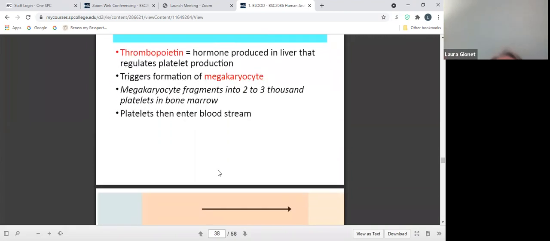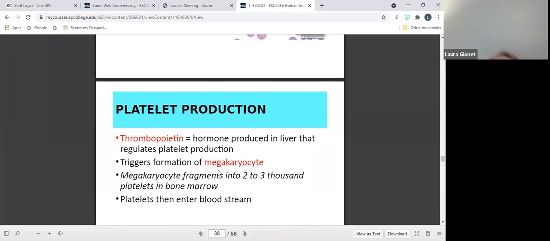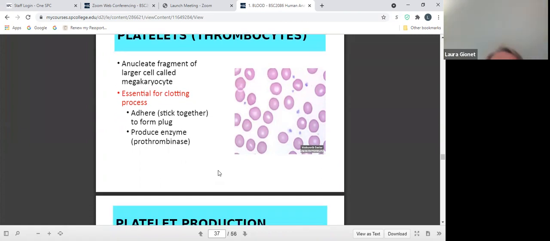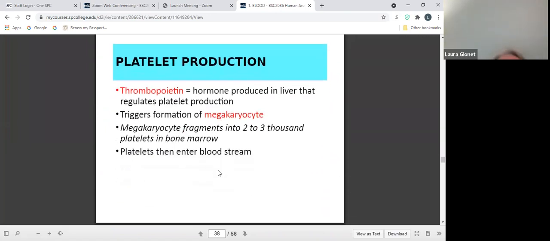Did I have a good picture? I thought I had it. I do. I have it farther down. I'll show you what that looks like. So it's an anucleated fragment of a larger cell called the megakaryocyte. It's essential for clotting processes because platelets will stick together and form a plug. Thrombopoietin is the hormone produced by the liver that regulates platelet production. It triggers the formation of these megakaryocytes, and megakaryocytes produce about 2,000 to 3,000 of these little fragments.